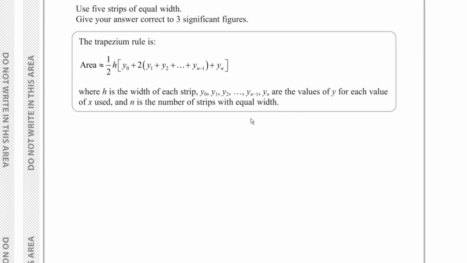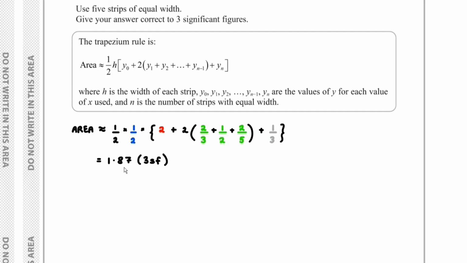So, using the formula, the area is approximately equal to 1/2 multiplied by h, which is 1/2, multiplied by, now here we've got y0, which is 2, plus twice everything that's in the middle, so we have twice 2/3 plus 1/2 plus 2/5 plus 1/3, which is yn. And if we work this out, we get 1.87 to 3 significant figures.